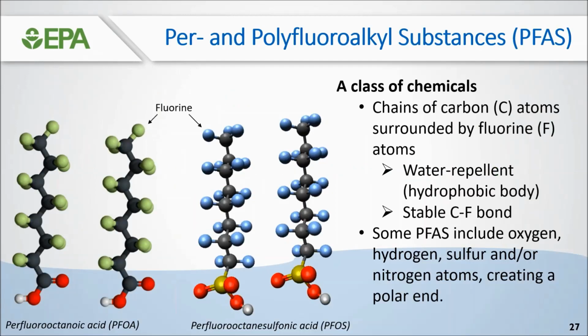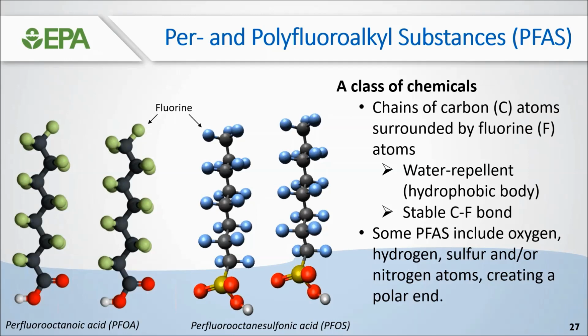So our last category of compounds to deal with for chemicals of emerging concern are PFAS, or per- and polyfluoroalkyl substances. They are a class of compounds. They're basically known because they have carbon-fluorine bonds, which are very strong bonds, very stable bonds.